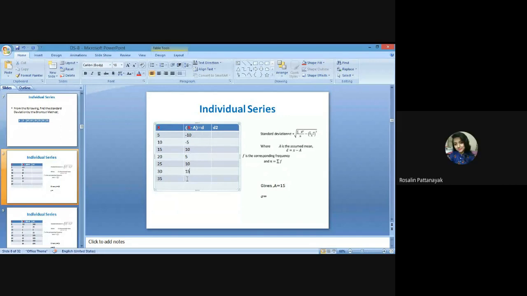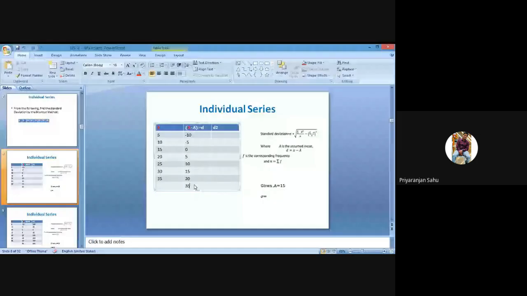15 minus 15, that is equal to 0. The next one is 35 minus 15, how much? That is 20. Then after calculation of D, just calculate the summation of D here. It is 5 plus 10, 15, 15 plus 15, 30, 30 plus 20, 50. 50 minus 15, that equals 35.